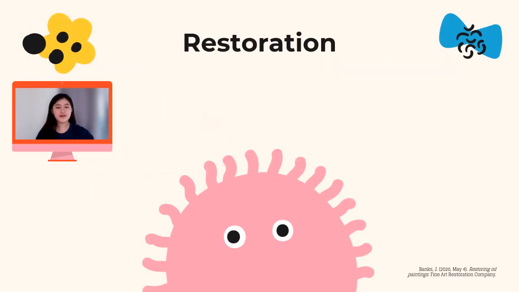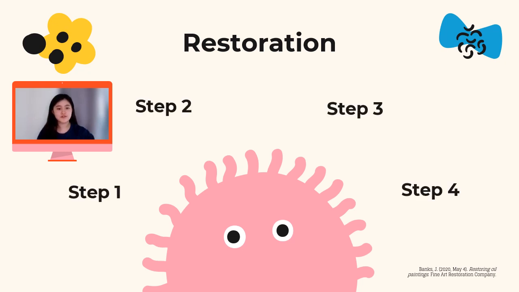After a time, oil painting will start to deteriorate, and to prevent the deterioration process, conservators will restore the oil paintings using these 4 steps. The first step is removing the surface dirt like dust, soot, and smoke from the painting.